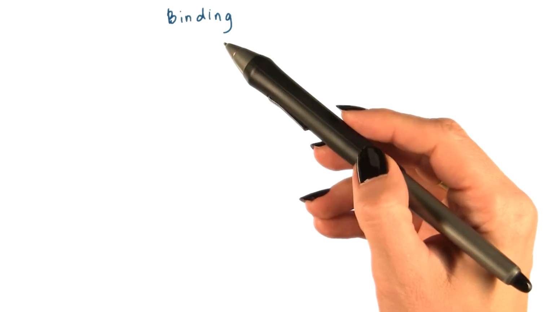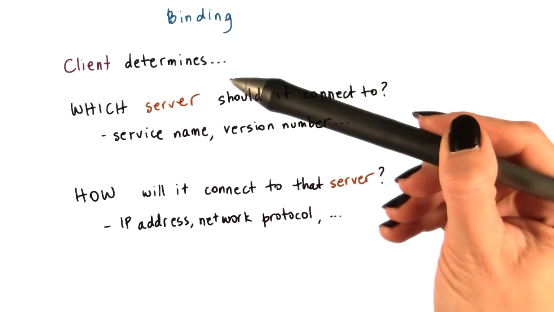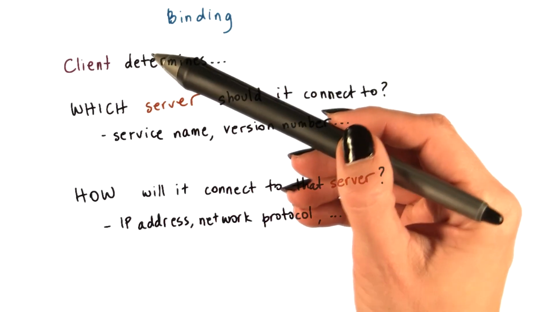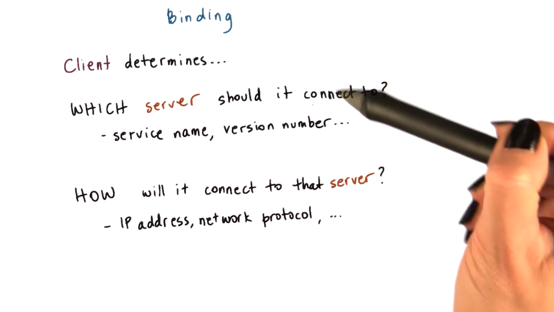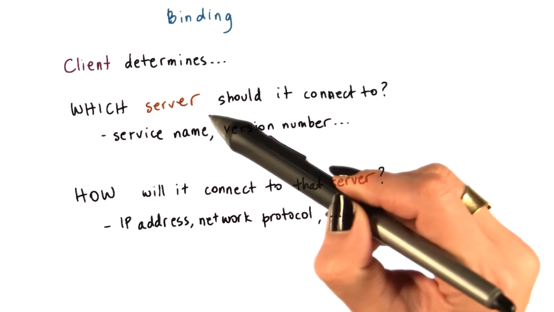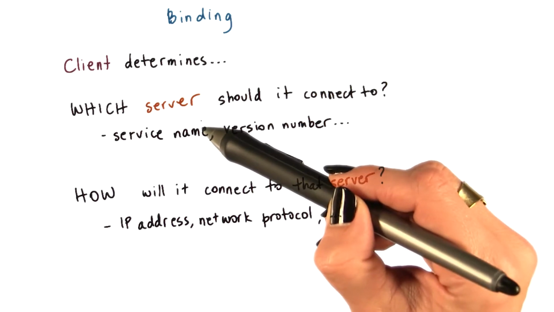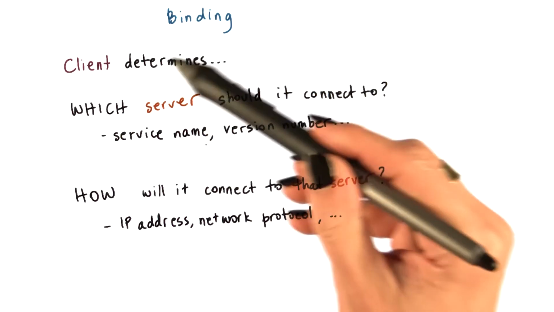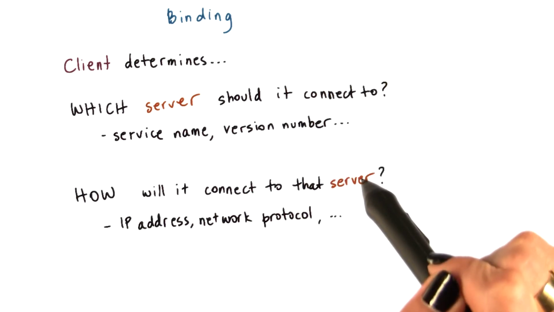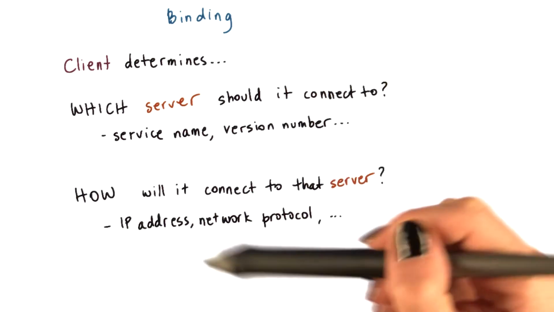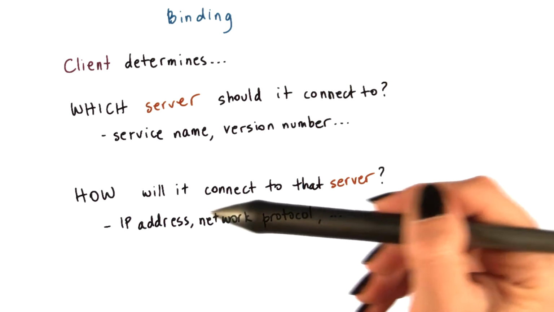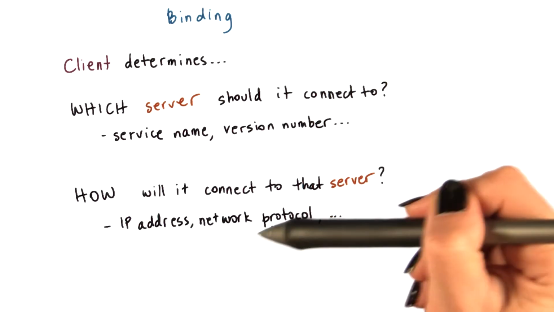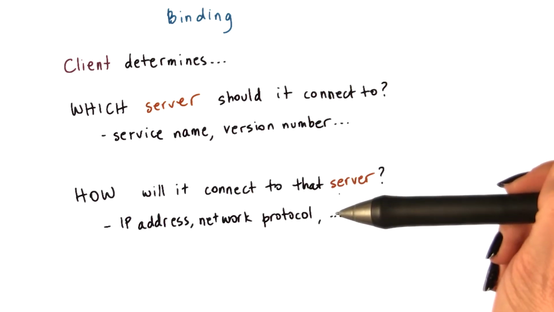Let's talk a little bit about binding now. Binding is a mechanism that's used by the client to determine which is the server that it needs to connect to based on things like the name of the service that it needs performed, the version number of that service, and also it's used to determine how to connect to that particular server, to basically discover the IP address or the network protocol that need to be used for that connection to be established.